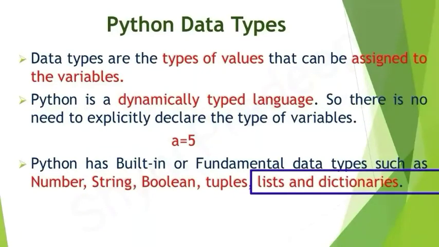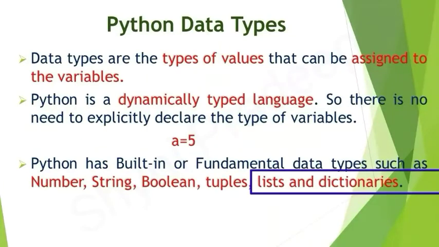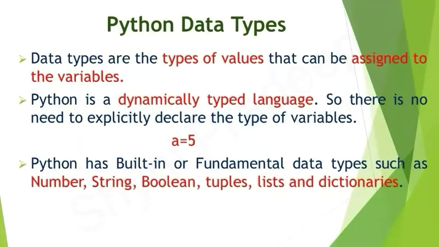The list and dictionaries are called what? Mutable data types. So list and dictionaries are called mutable data types. Once you assign a value to the variable, after that you can change that value. So these data types are immutable and these data types are mutable. This is unchangeable, this is changeable. In your textbook, 3 types of data types are given. What are they? Number, string, Boolean.